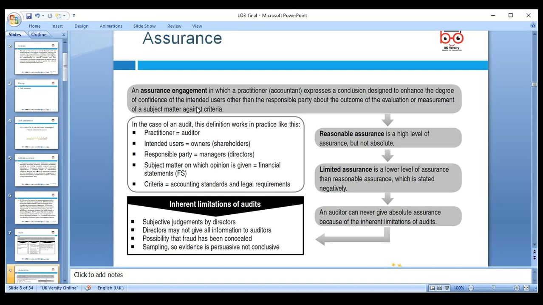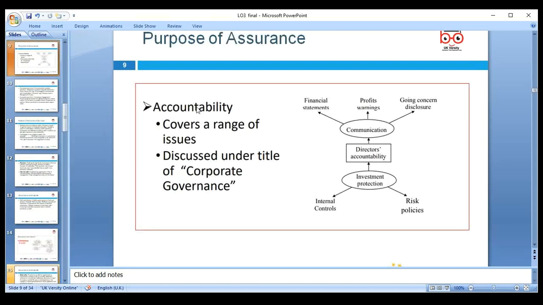What is reasonable assurance? It's a high level of assurance but not absolute. Limited assurance is a lower level of assurance than reasonable, which is stated in the negative. Auditors can never give absolute assurance because of inherent limitations. There are inherent risks involved: the auditor's subjective judgment, directors may not give the full information to auditors and we rely on whatever information is given, the possibility that fraud has been concealed, and sampling, so evidence is persuasive rather than conclusive. That's all we need to look at.